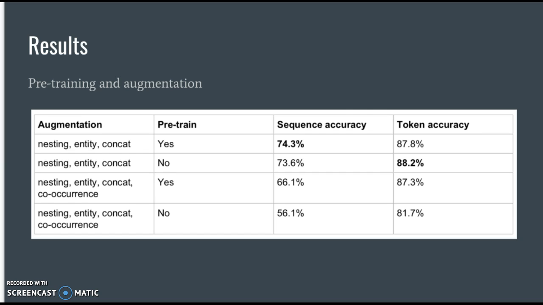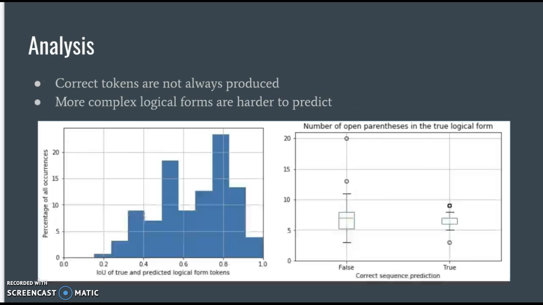So in terms of results, we actually saw that pre-training the model with these augmented examples and then fine-tuning on the actual task is very beneficial. So we see the highest sequence accuracy within our set of experiments is when we have pre-training and augmentations.